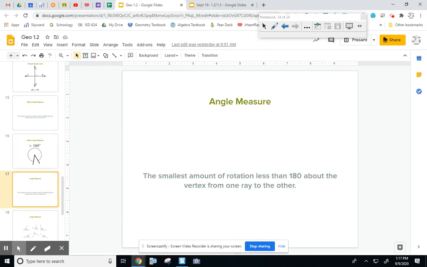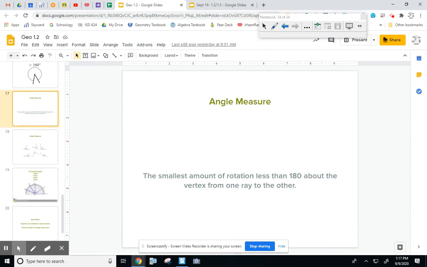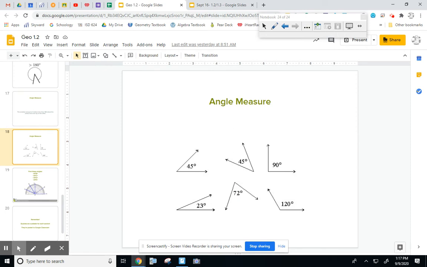And angle measure. Angle measure is the smallest amount of rotation less than 180 degrees about one vertex. So just like you guys are used to seeing angles, angle measure 45 degrees, 72 degrees, 120, 23 degrees. Okay, these are all angle measures. Later on we will have some different kinds of angles we talk about, but just for now, reflex angle and angle measure.